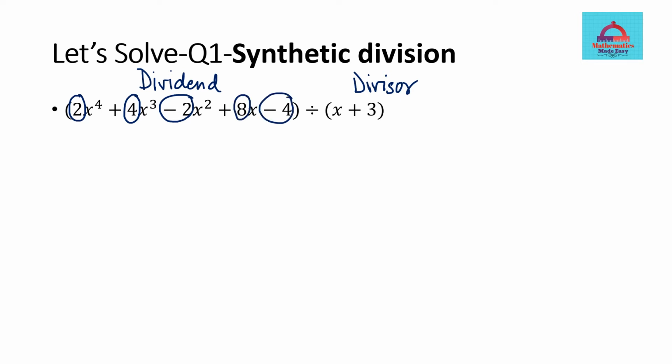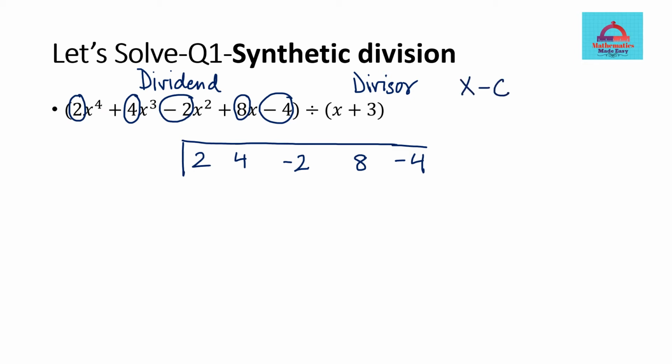So 1, 2, 3, 4, 5, 5 coefficients you have, and because this is the dividend which is getting divided, it will come inside. So 2, little gap, 4, negative 2, little gap, 8, little gap, negative 4. So you put them inside. Now, because you need your divisor in x minus c form, you can write this as x minus of negative 3. So that tells you your c is negative 3. So that you put outside.